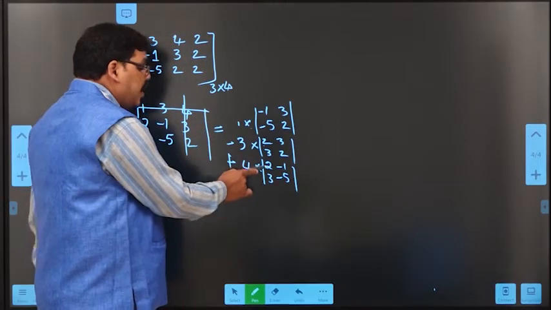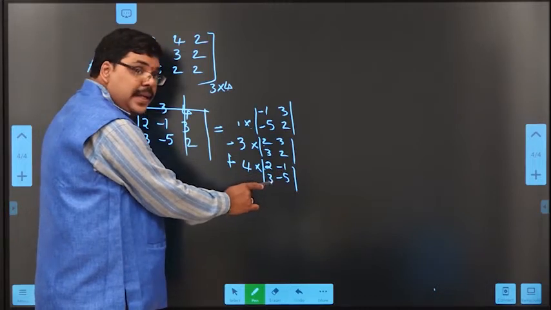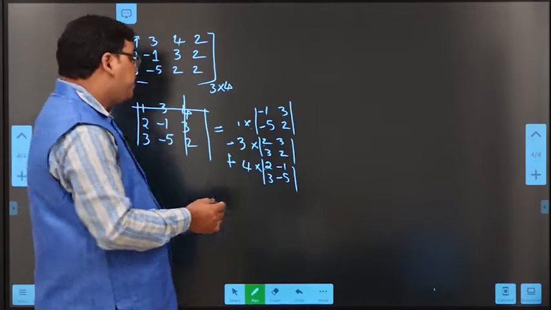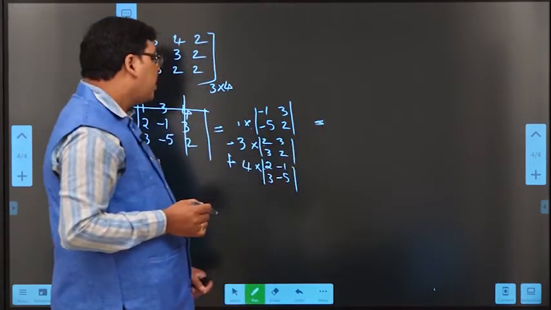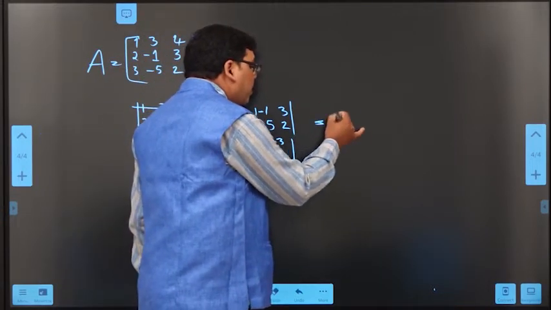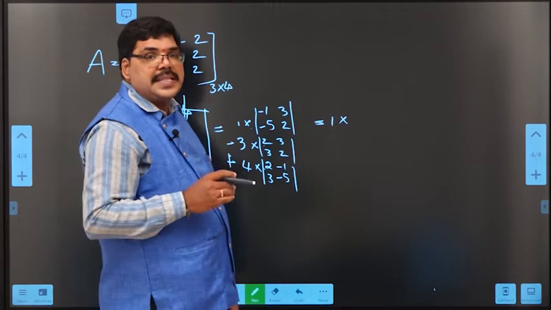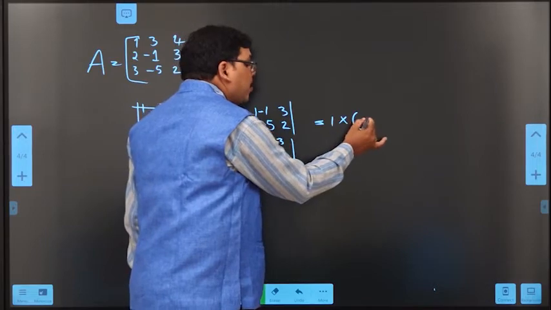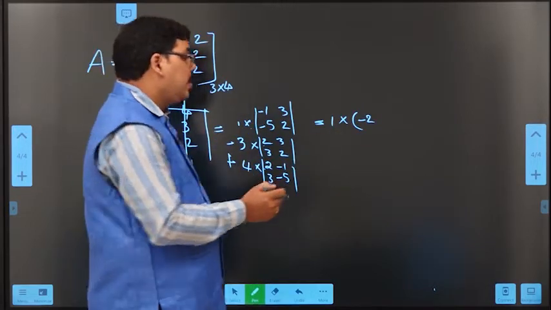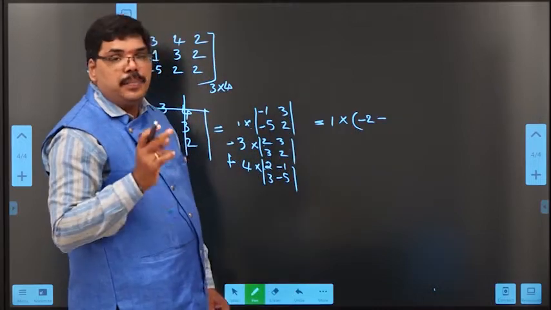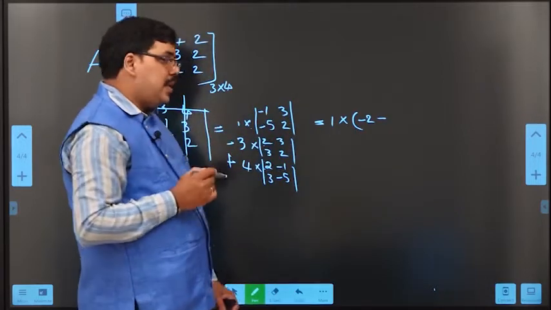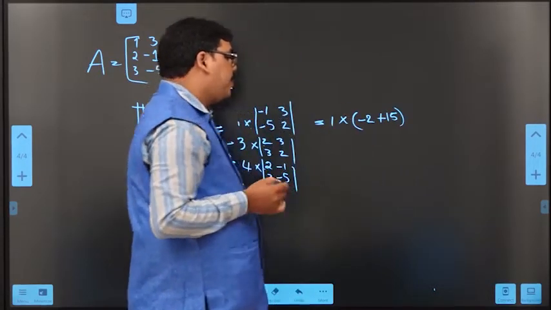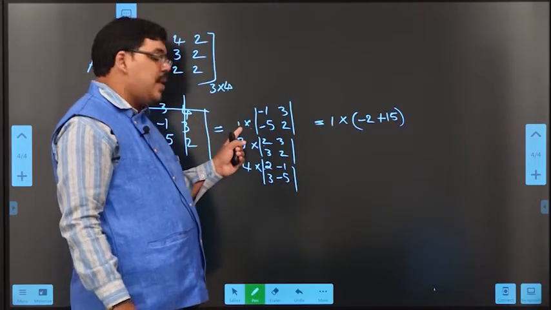The remaining matrix is 2 minus 1, 3 minus 5. So simplify this. 1 into determinant of a 2 by 2 matrix, AD minus BC, minus 2, AD minus BC, minus 15. Minus of minus becomes plus 15. So that is the simplification of the first term.